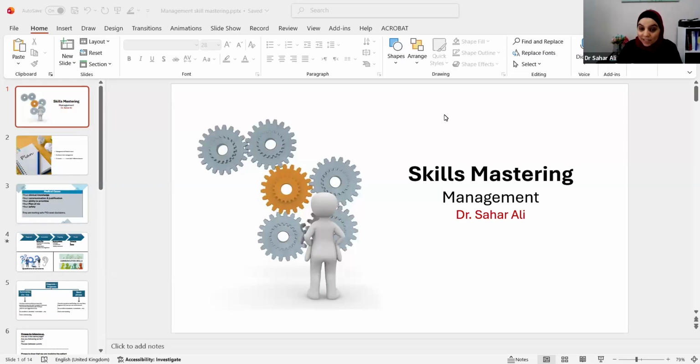Today is a skills mastering session. We are going to master management, which is one of the most tricky skills in PLAB 2. If I say almost all of the candidates are struggling with management, I'm not exaggerating. All of the candidates are struggling with management. Today we are going to focus on the management part.